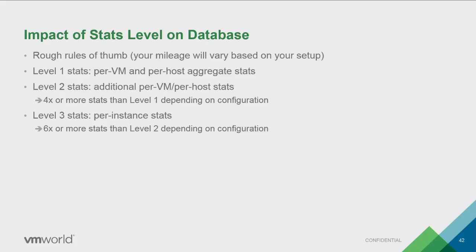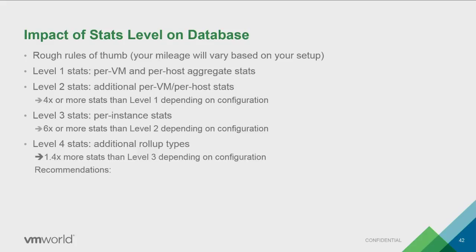And this is one reason that we encourage you to use a lower stats level, because once you increase to this level, you end up seeing a large increase, and you have to make sure that your backing subsystems can handle that. Level 4 just adds a little bit more stats over level 3. The jump is quite a bit less, only 1.4, something around there, so not much more. So the big jump is from 2 to 3 typically.